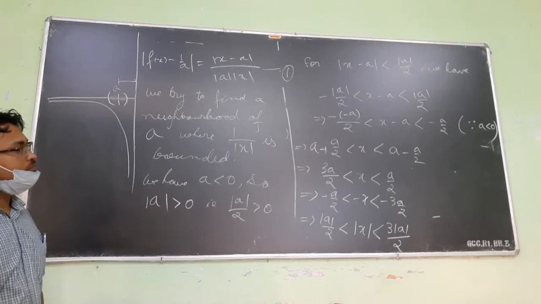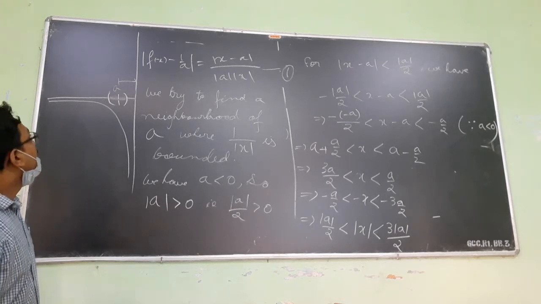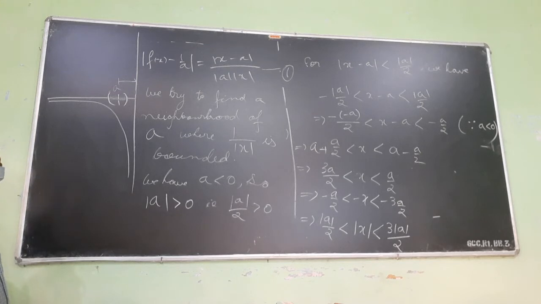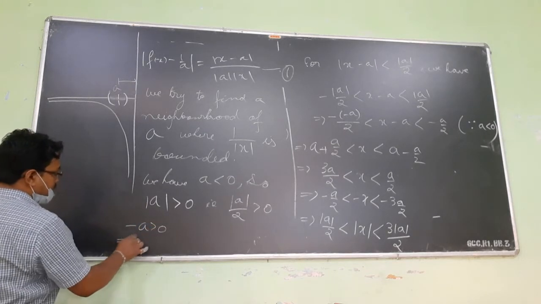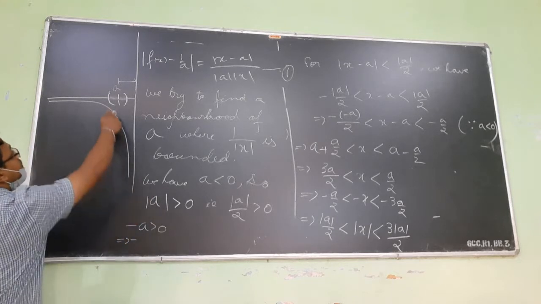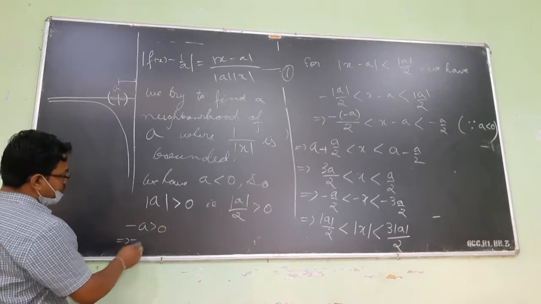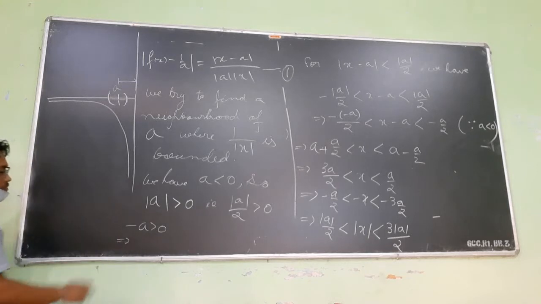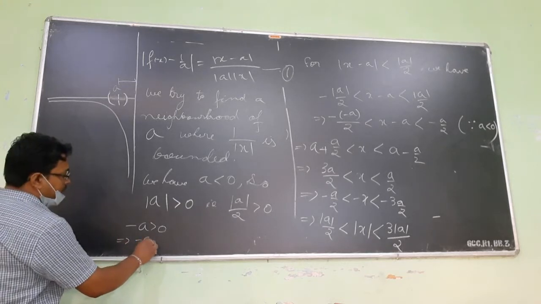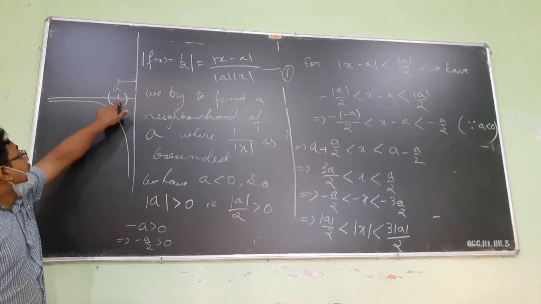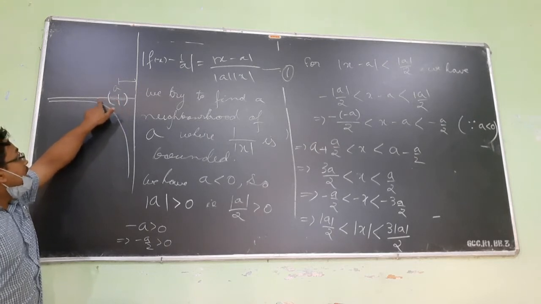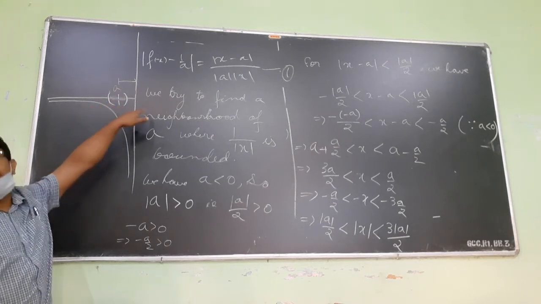Simply, minus a is greater than 0, since a is less than 0. That also we will do. Minus a is greater than 0, so minus a by 2 is greater than 0. So from there also you can do it. Minus a by 2 is greater than 0. And then you take this difference, a plus minus a by 2.